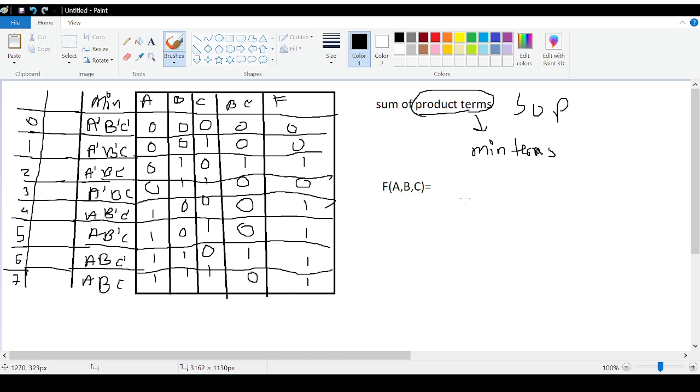So how do you write it? We write it as the sum of, this is the sum notation, and with small m we denote min terms. So the sum of min terms will be which terms? 2, 4, 5, 6, 7.